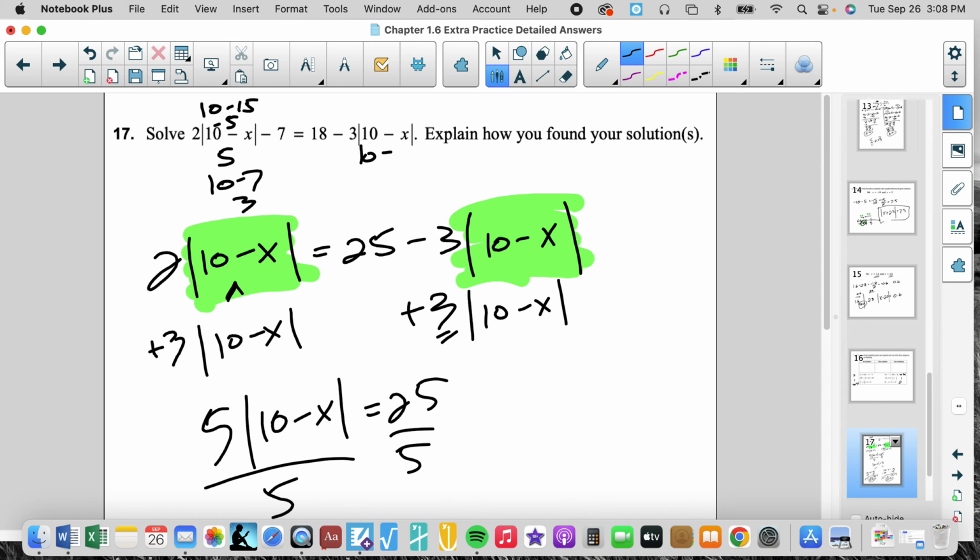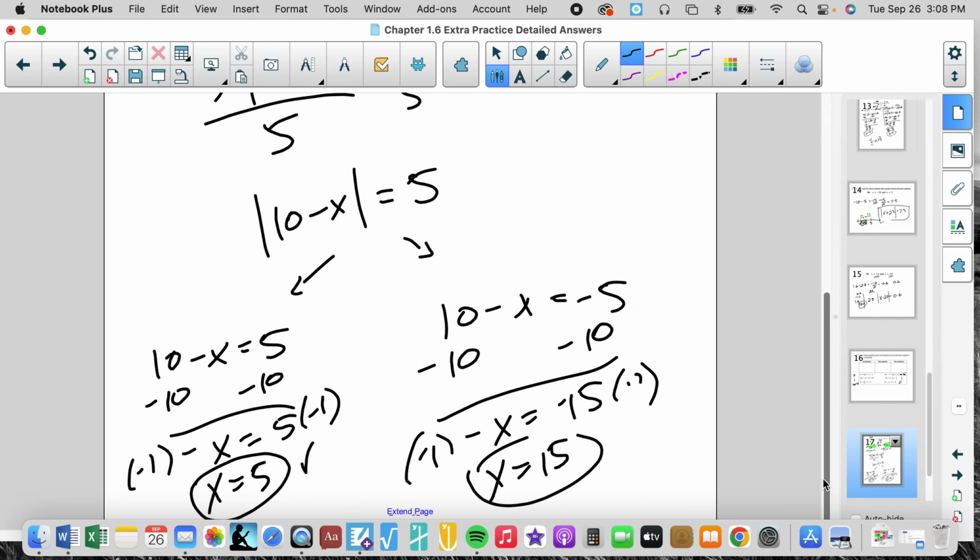And 10 minus 15 is negative 5. Absolute value, 5 times negative 3 is negative 15, plus 18 is 3. Both of those numbers work. How I saw it: the quantity of 10 minus x as a single value having a coefficient. So I moved them across the equal sign in order to combine like terms. Woo!